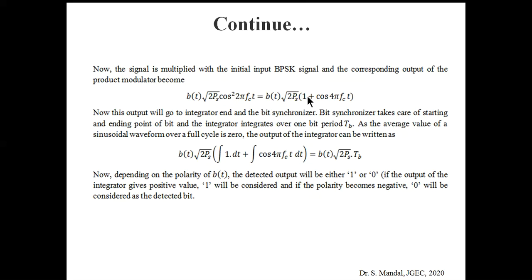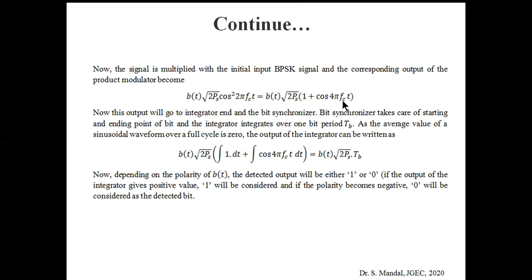So bt into root 2 ps, now we can express it like this: 1 plus cos 4 pi fct. Now if it passes through an integrator and bit synchronizer. There are two terms. Bit synchronizer basically takes care of the starting and ending point of a binary bit. That means suppose the initial starting point is 0 seconds and the ending point is tb seconds, the bit synchronizer will take care of that. That means 0 seconds, tb seconds, 2 tb seconds. Next one is the integrator.